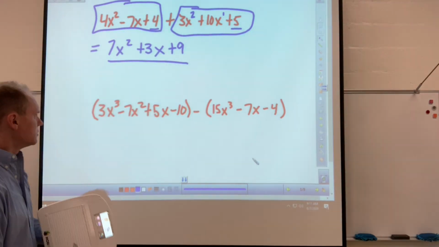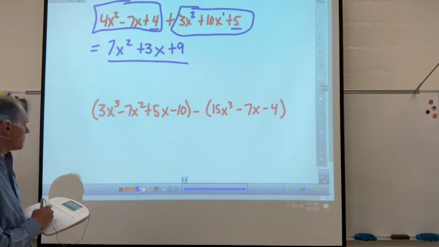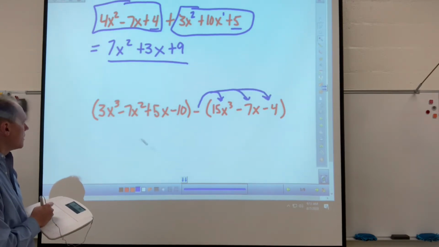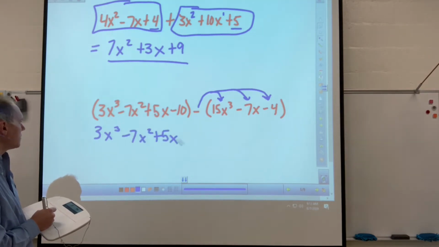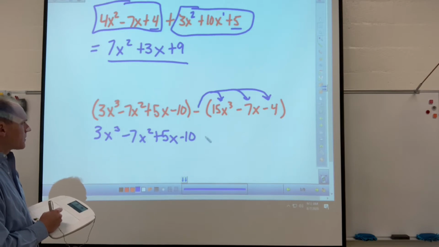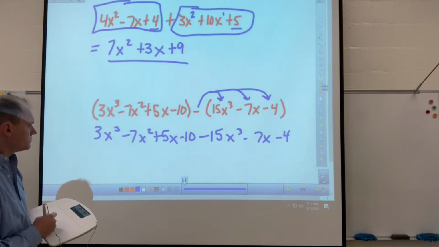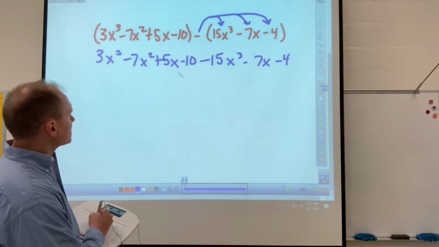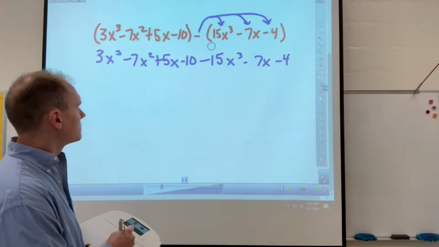And so there's a couple ways you can do this. I'm going to go ahead and distribute, this is what we call the distributive property. We're going to distribute the negative into this set of parentheses here. So we're going to get 3x cubed minus 7x squared plus 5x minus 10 minus 15x cubed minus 7x minus 4. All right? So we've distributed the negative, which is going to change the sign of all three of these terms.